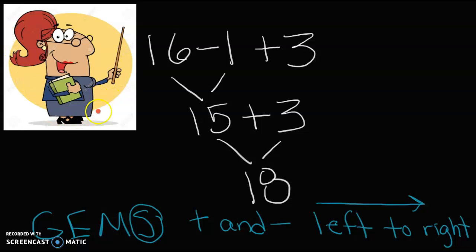Here we go. Remember, this is still an I do. I'm modeling, and then we are going to do a we do. I have the problem: 16 minus 1 plus 3. I'm looking at my GEMS. I am now down to addition or subtraction, whichever comes first, left to right. So we have 16 minus 1 is 15, plus 3 is 18.